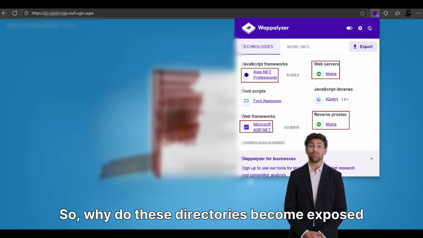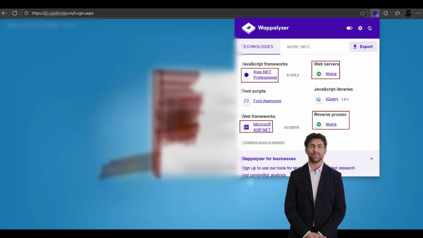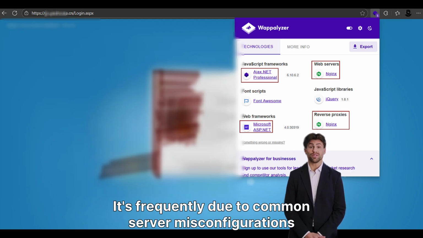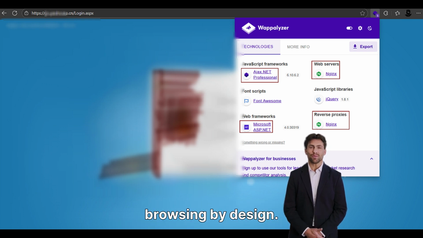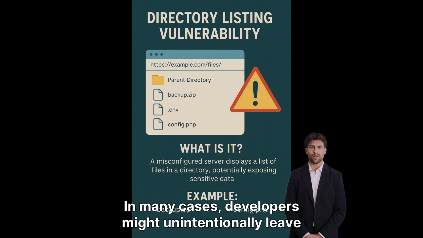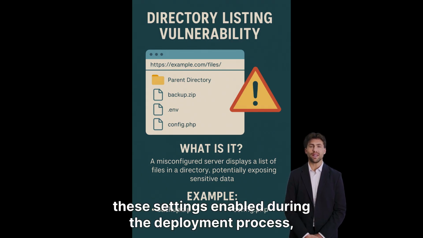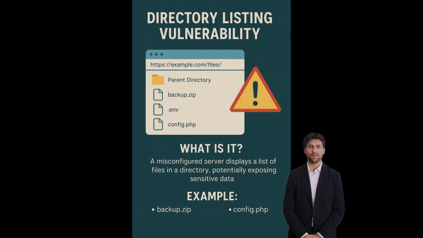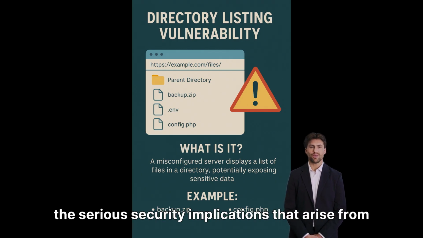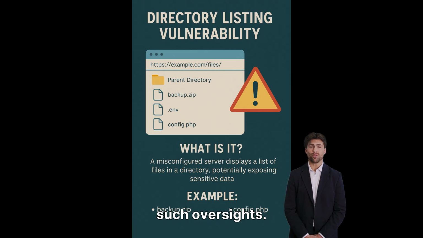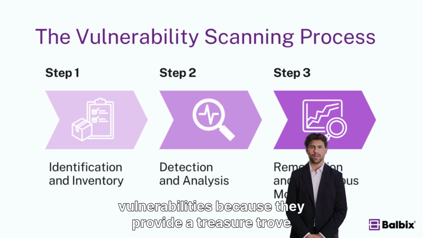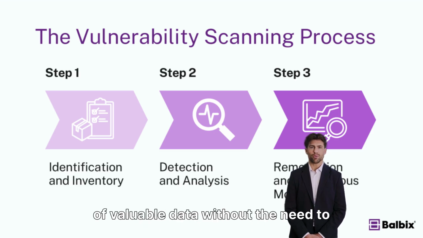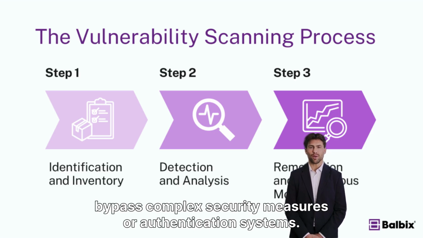So, why do these directories become exposed in the first place? It's frequently due to common server misconfigurations or default settings that inadvertently enable directory browsing by design. In many cases, developers might unintentionally leave these settings enabled during the deployment process, or they could simply be unaware of the serious security implications that arise from such oversights. Attackers actively scan the internet for these vulnerabilities because they provide a treasure trove of valuable data without the need to bypass complex security measures or authentication systems.